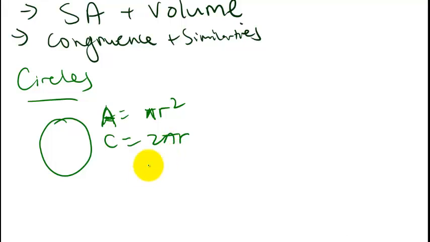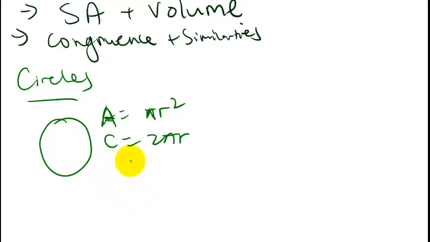Okay, year 8 revision. Here we go. So area equals pi r squared, and circumference equals 2 pi r. Circumference is the outside. Perimeter is the outside; area is the inside here.